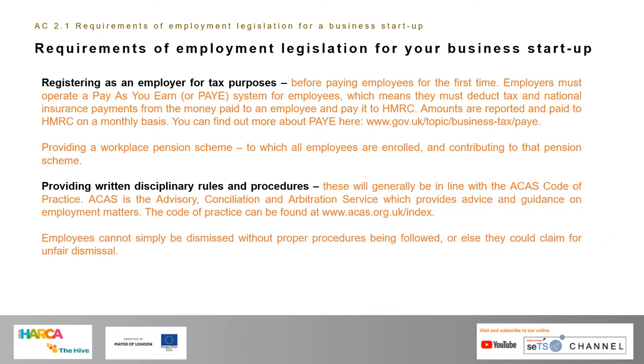Providing written disciplinary rules and procedures. These will generally be in line with the ACAS Code of Practice. ACAS is the Advisory, Conciliation and Arbitration Service, which provides advice and guidance on employment matters. The Code of Practice can be found at their website. Employees cannot simply be dismissed without proper procedures being followed, or else they could claim for unfair dismissal.